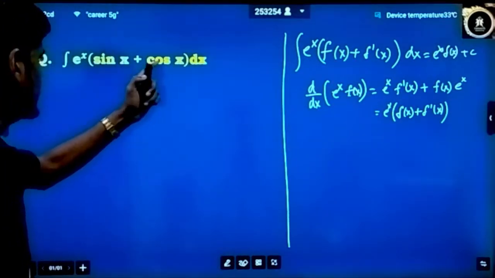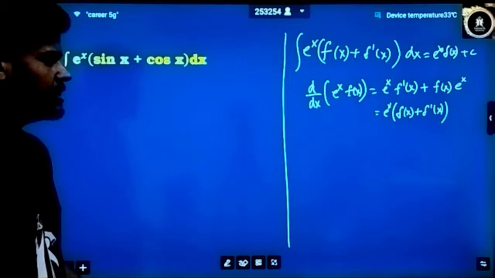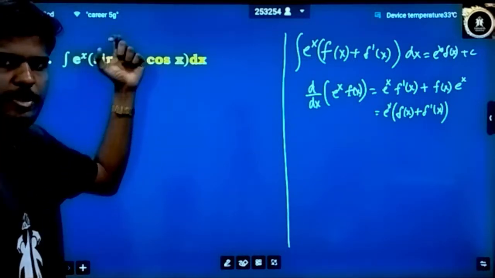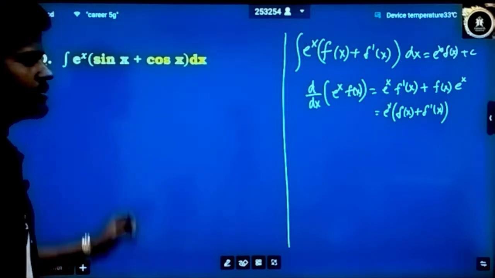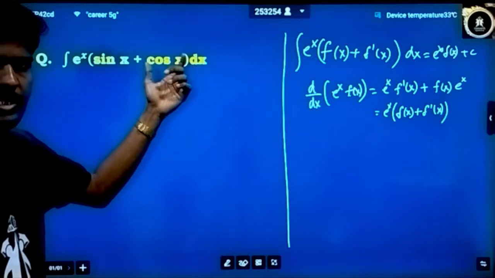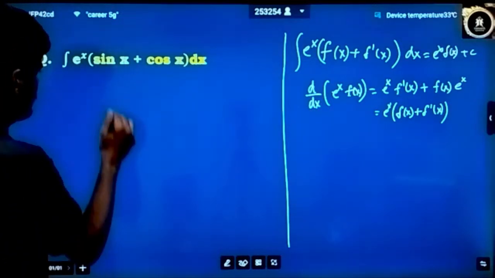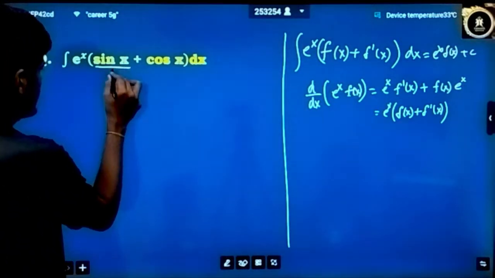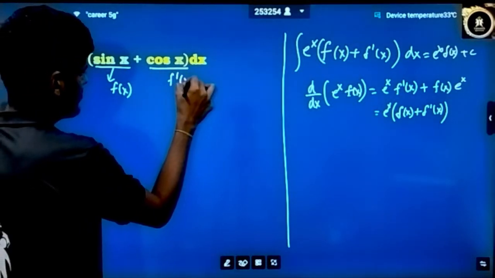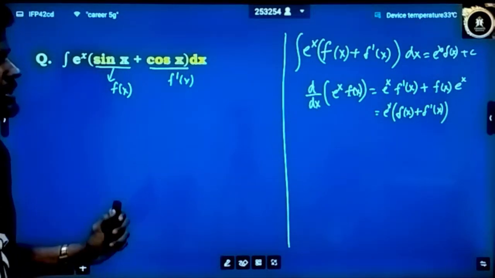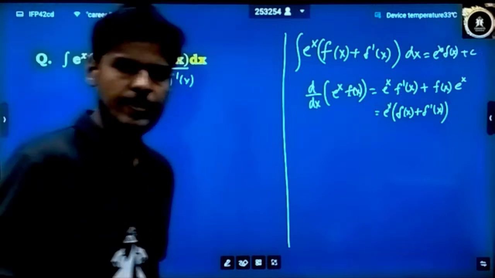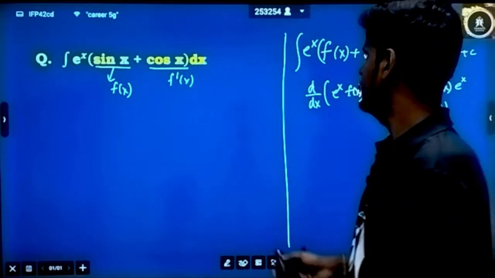Here, e power x into sin x plus cos x dx. That means e power x into, identify the function. It is in the form of f of x plus f dash of x. So what is f of x? We can choose f of x as sin x, its differentiation is cos x. Sin x is f of x and cos x is f dash of x. That means the final answer is e power x into f of x, so e power x into sin x plus c. That will be the answer. Easy.